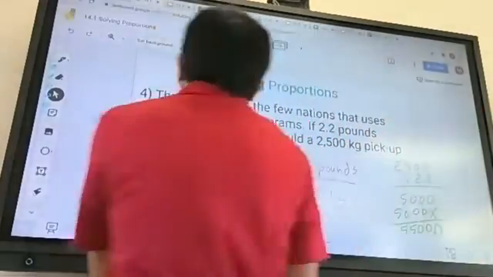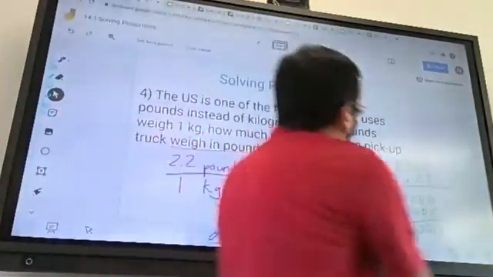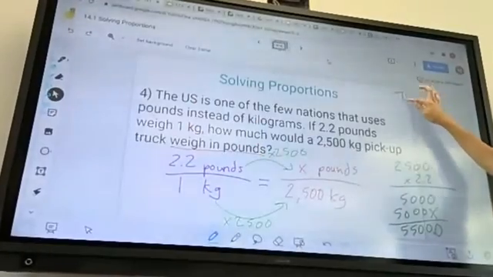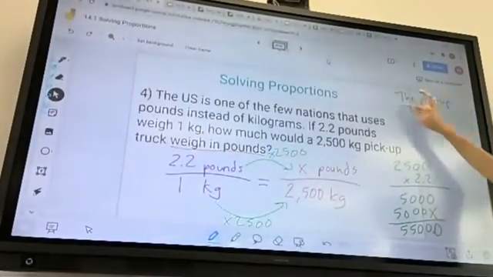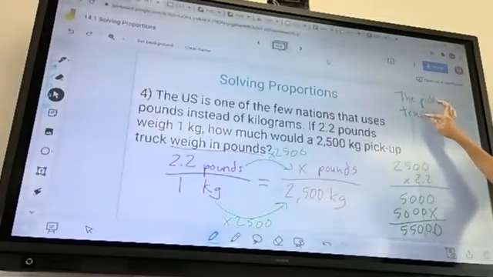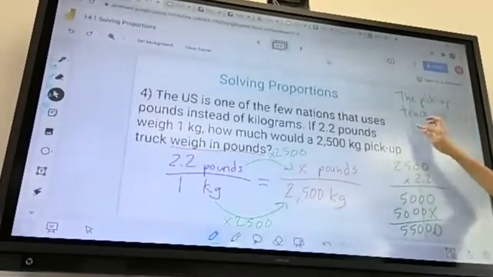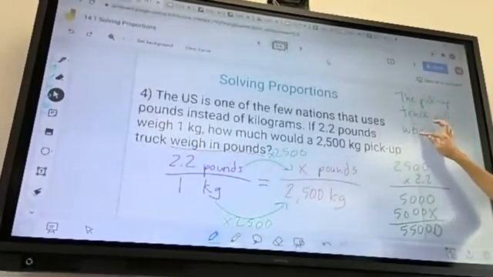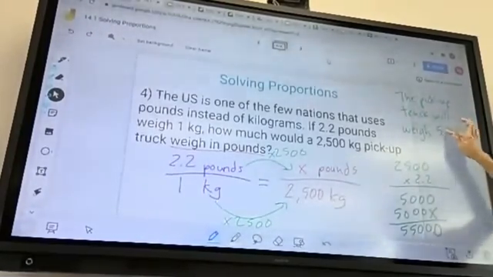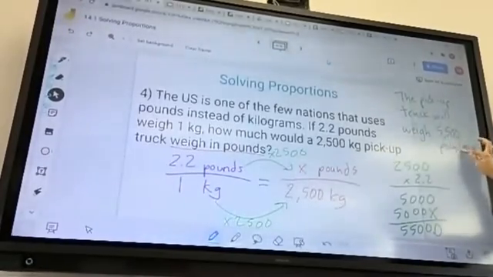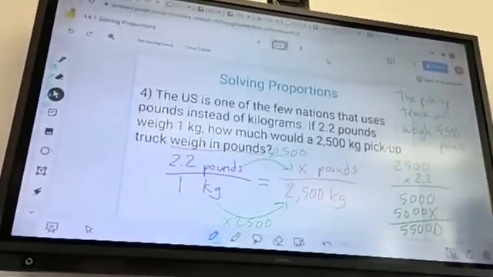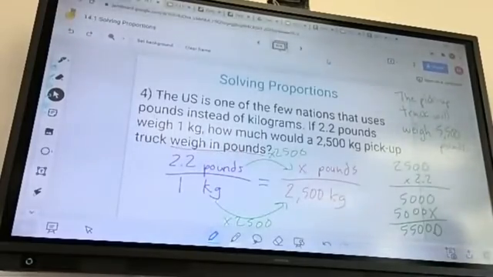So our answer is, I'll write it somewhere at the top, the pickup truck will weigh 5,500 pounds. Put the 500. Okay, that is the average weight of a pickup truck. I literally Googled it. So that is very heavy if a pickup truck is on it.